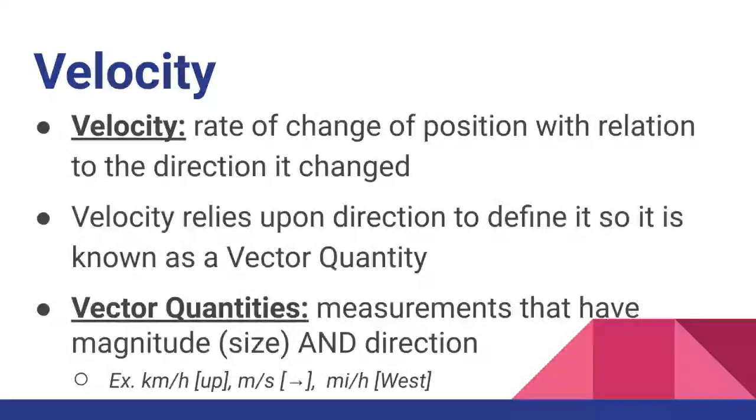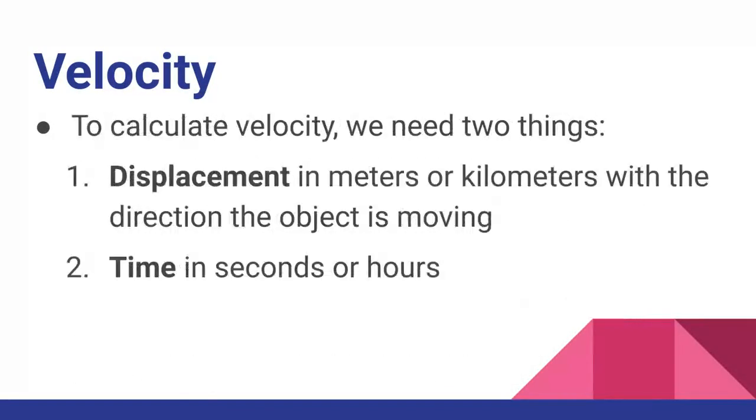So anyway, here's the definition of vector quantity. Remember, you need to know what a scalar quantity is. You need to know what a vector quantity is. Vector quantities are measurements that have magnitude, so that has size, and it also has direction. Examples of what that would look like are kilometers per hour up, meters per second to the right, miles per hour to the west. Okay, so we're using the same units as we are with speed. The only difference is now we just have to tag on this little note about the direction they're moving in.